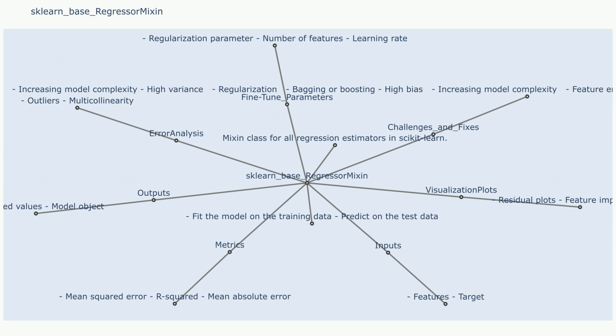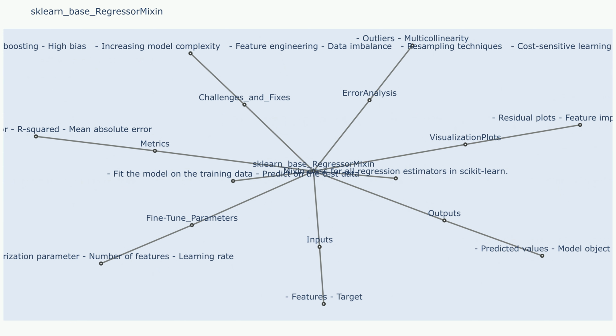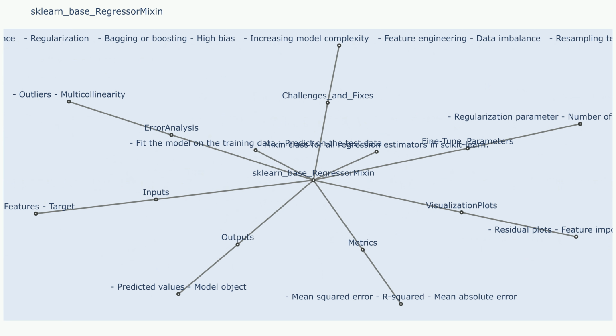Metrics. Mean squared error. MSE calculates the average squared difference between actual values and predicted values. Root mean squared error, RMSE, is the square root of MSE, providing a measure of error in the same units as the target variable. Mean absolute error, MAE, computes the average absolute difference between actual and predicted values. R squared represents the proportion of variance in the target variable explained by the model.